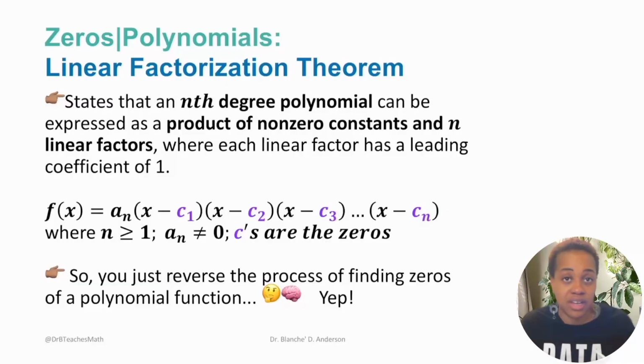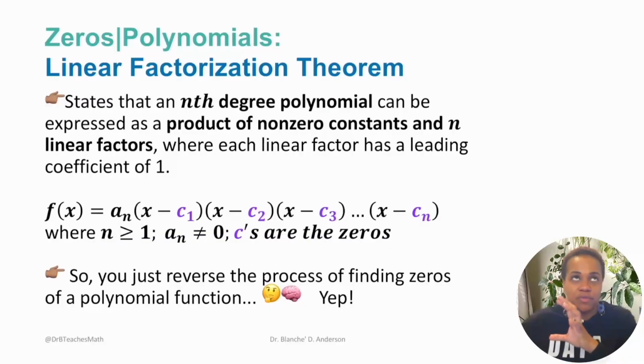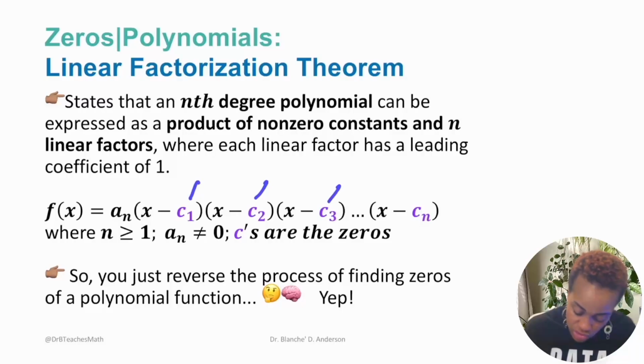It states that if you have an nth degree polynomial, it can be expressed as a product of non-zero constants and n linear factors, where each linear factor has a leading coefficient of 1. So basically you're just doing factoring. You're taking the factored form of the polynomial, and you're bringing it all together to form what the polynomial looks like. You can take all them factors, multiply them together, and come up with what the polynomial is supposed to look like. So these C's, those are your zeros.